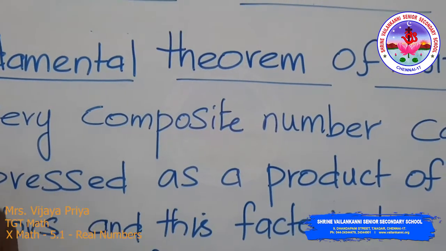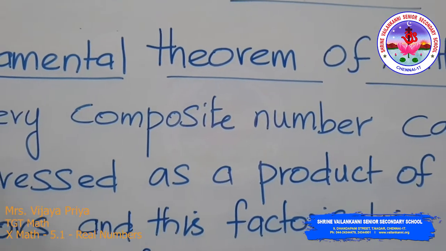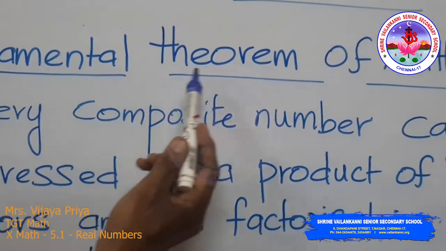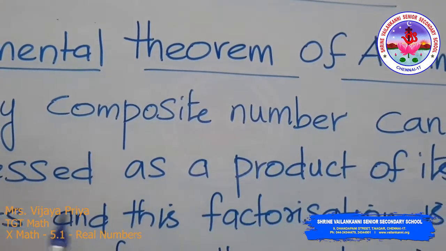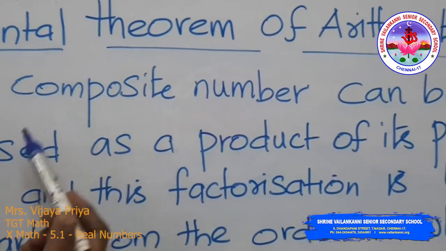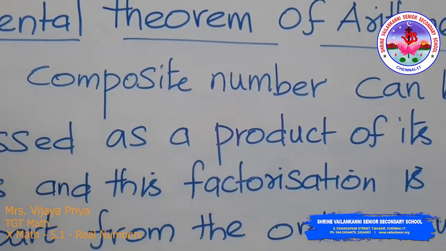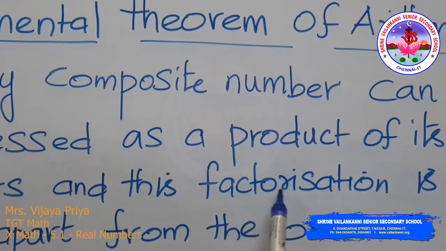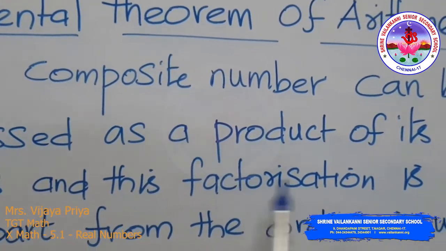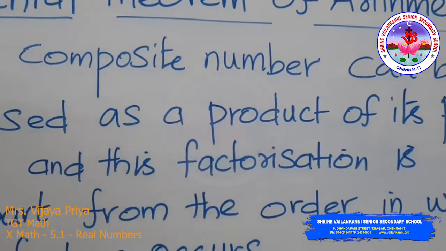Students, coming back to the second exercise of real numbers, we are going to see the definition of the fundamental theorem of arithmetic. Every composite number can be expressed as a product of its prime factors, and this factorization is unique, apart from the order in which the prime factors occur.